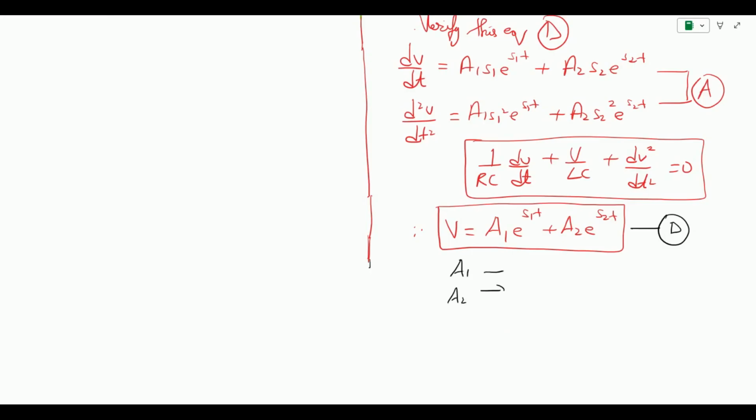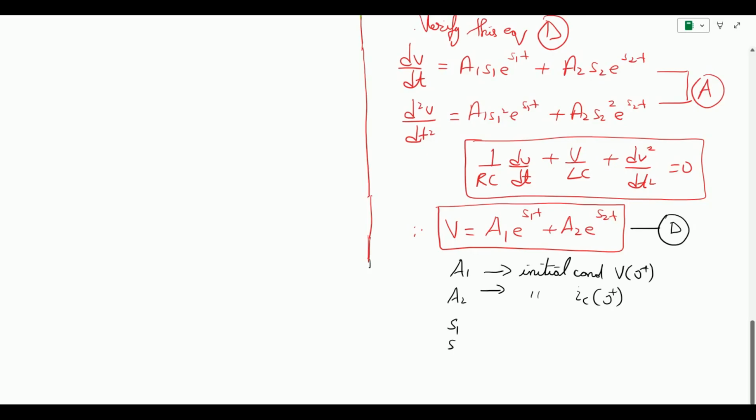So A1 and A2 are basically figured out from the initial conditions of voltage and the initial conditions of the currents that we are going to see later on. In order to find the initial values of the voltages and currents, we can find A1 through these values. And what about S1 and S2?